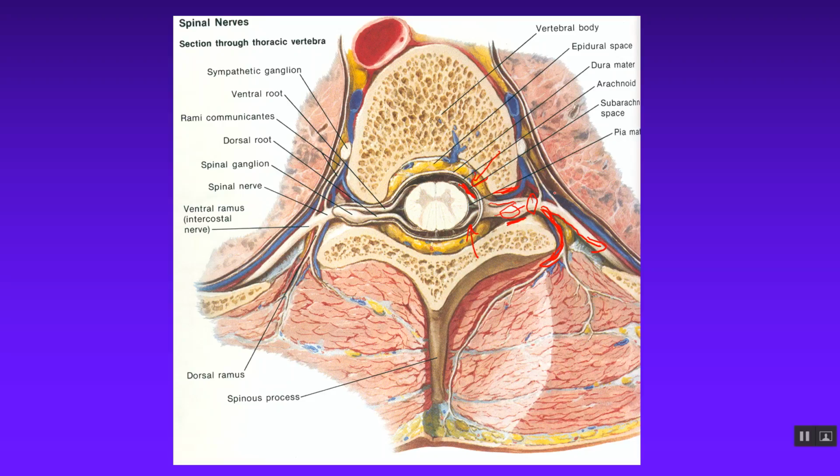And then you have your gray ramus, this one here. The first one is the gray ramus, okay? Remember, it goes in the gray ramus, makes its synapse, and then exits out the white ramus, okay, to go back into the spinal nerve. Those two rami together are called the rami communicans or rami communicantes. That's what they're called, okay? That's to those sympathetic chain ganglia that are just associated with the sympathetic nervous system.